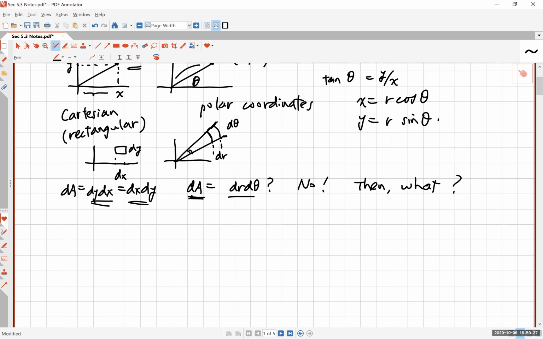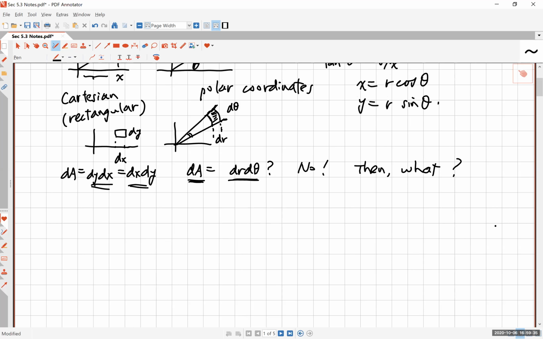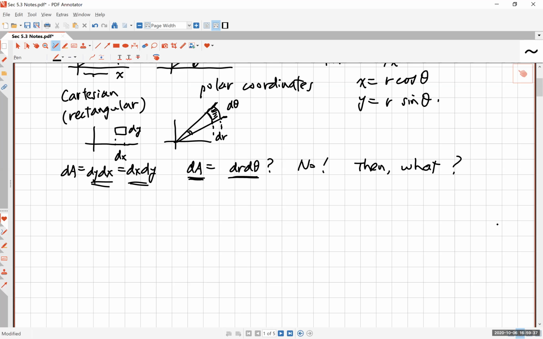The small area of this little region is not dr d theta. It's not. Then what is it? In order to answer that question, I will demonstrate exactly how to find this, and you will forever remember, hopefully, what that dA is in polar coordinates. I'm going to draw a couple of pictures and then try to explain that to you.